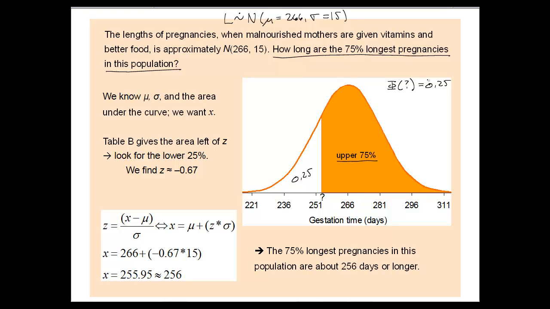And again, it has to be 0.25. The closest value that we can come up with to 0.25 looks to be a negative 0.67. Notice 0.25 is not on the inside of the table. It's in between 0.2514 and 0.2483. 0.25 is the closest to 0.2514, so we'll use the normal value for that. So that's negative 0.67. So this implies this number that I don't know about is negative 0.67. So this means I'm 0.67 standard deviations below the mean.